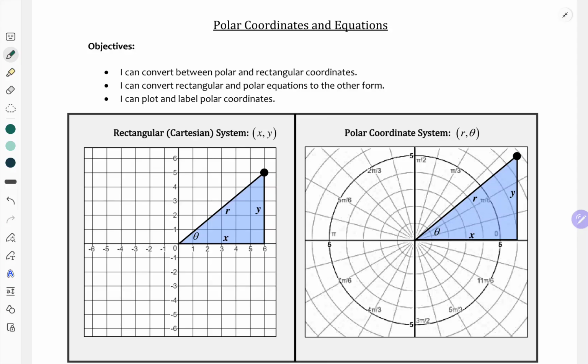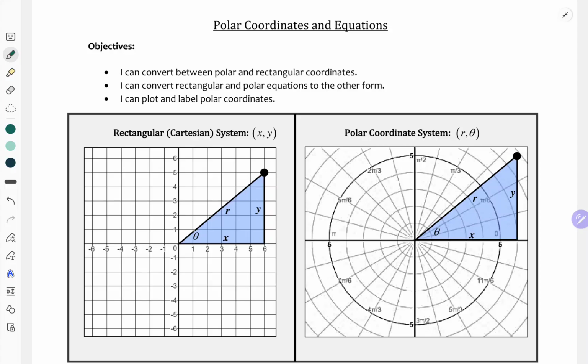The polar coordinate system is going to have, again, two things. Instead of x and y, polar is going to have r and theta. Everything's going to be graphed with r and theta. I've drawn an equivalent triangle in both of these coordinate systems. You'll notice that this theta is the same as this theta, and the x going across is the same as this x going across. So everything on those is kind of the same.